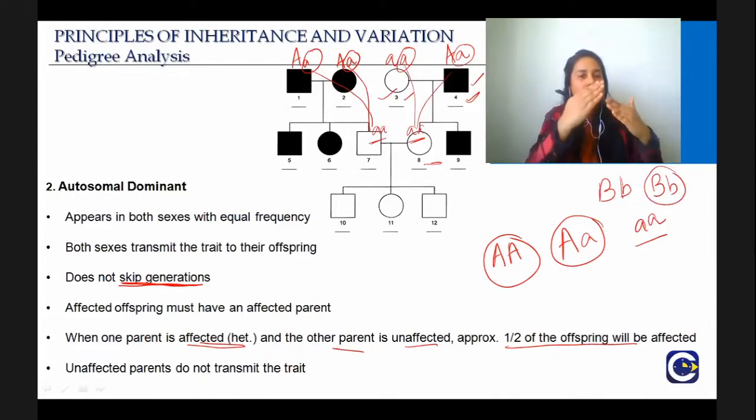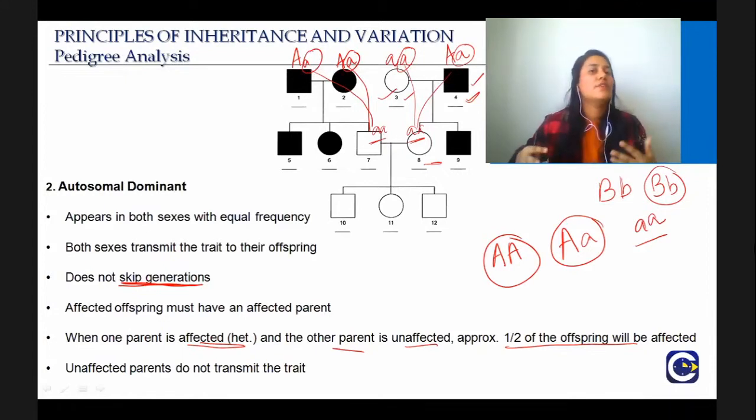There you have to really see which sex is transmitting what. That is actually a different case. They will never give you pattern baldness for pedigree analysis. They will always give you the straightforward examples for pedigree analysis. So don't worry about that.